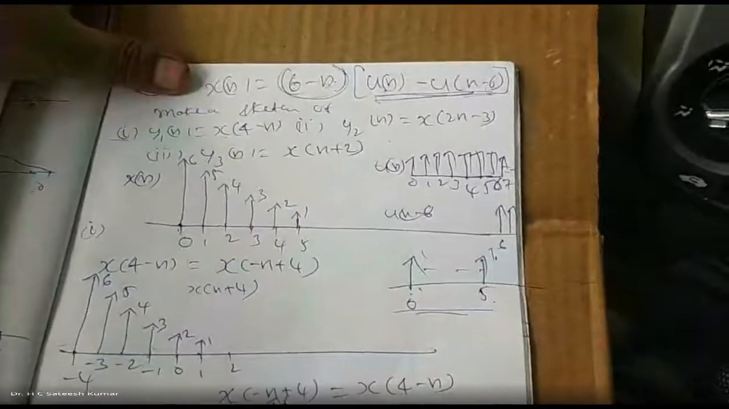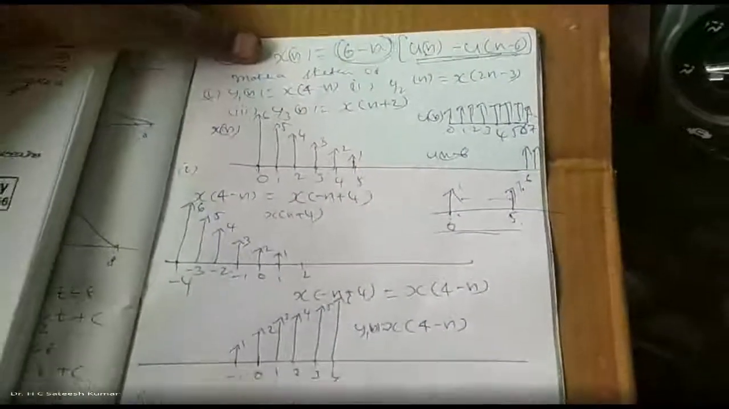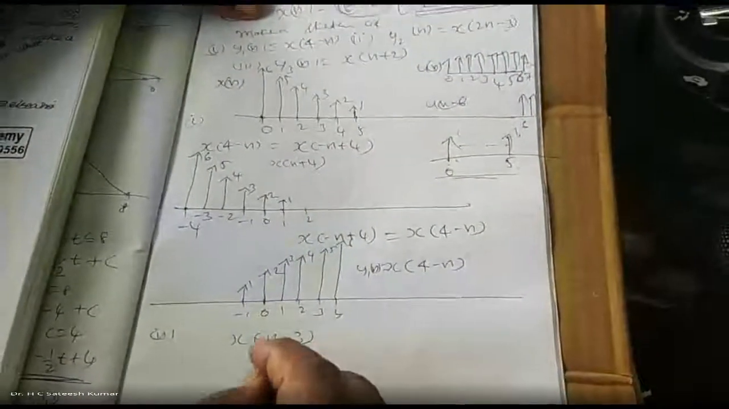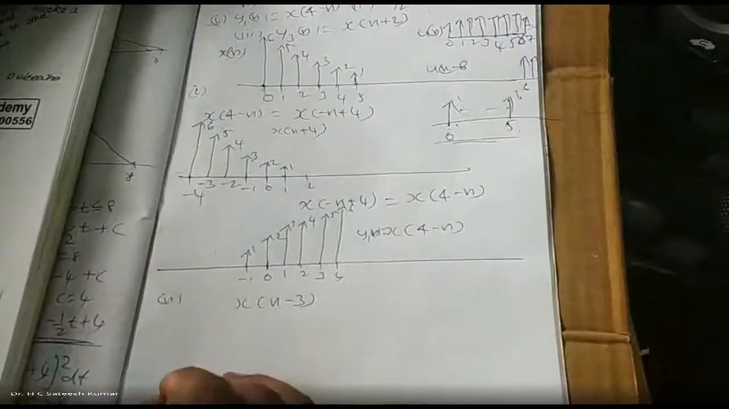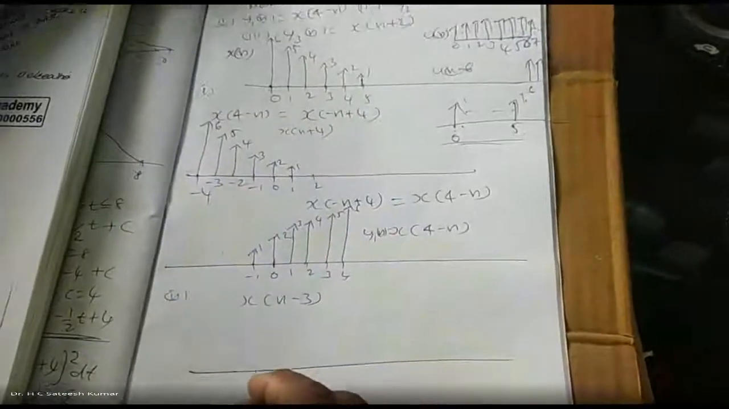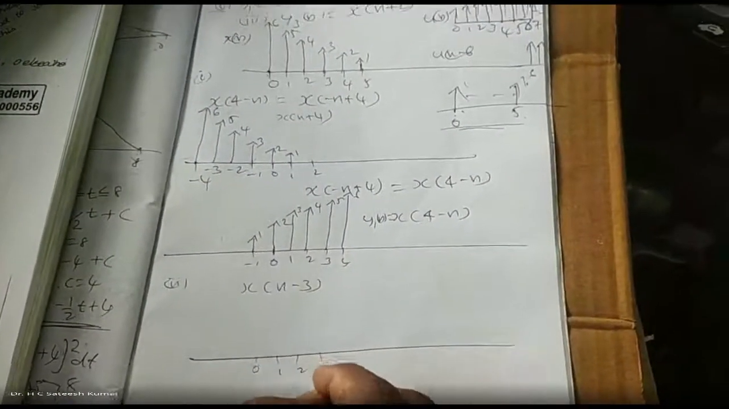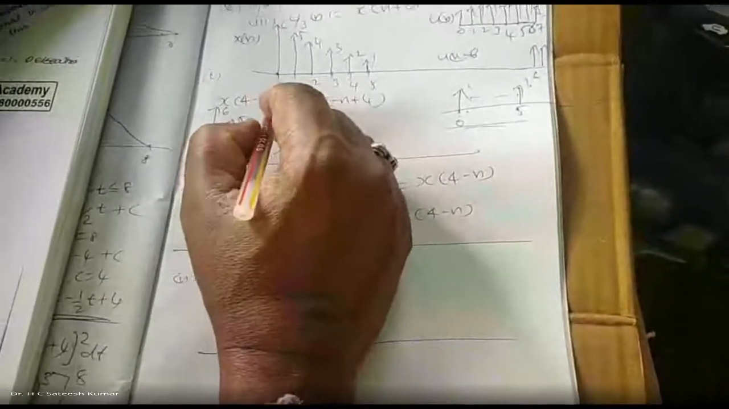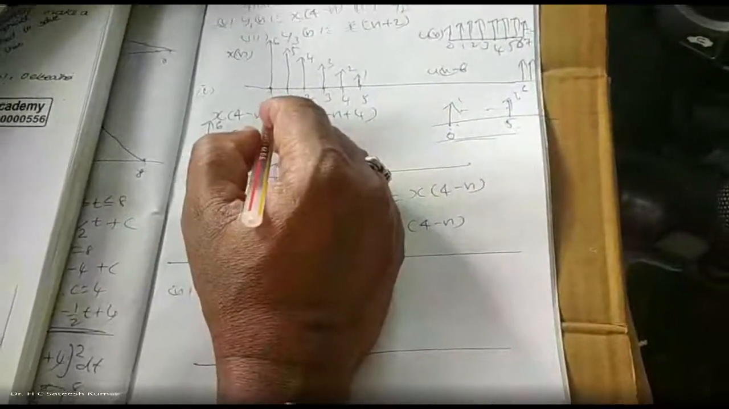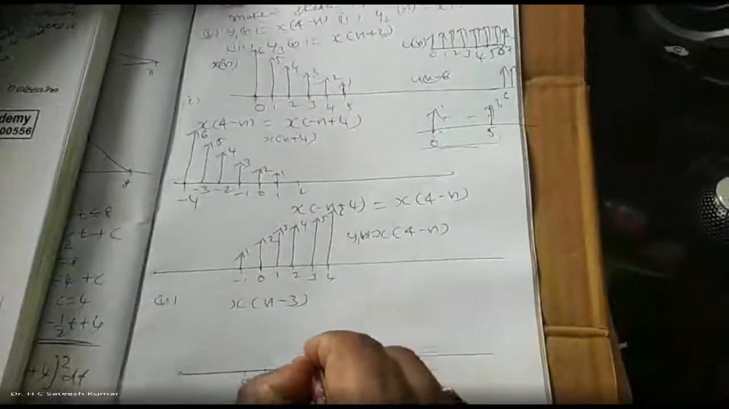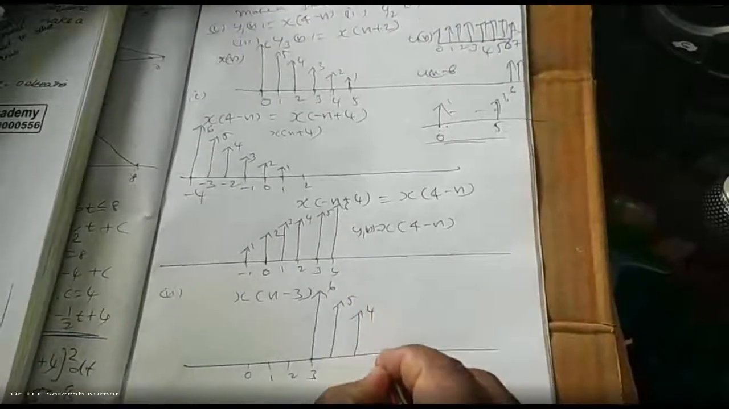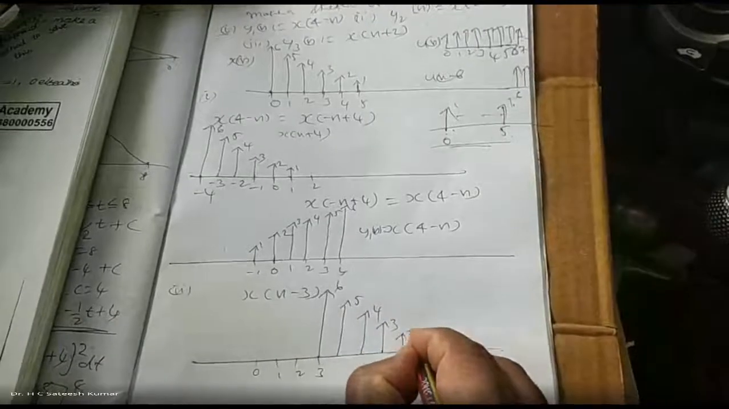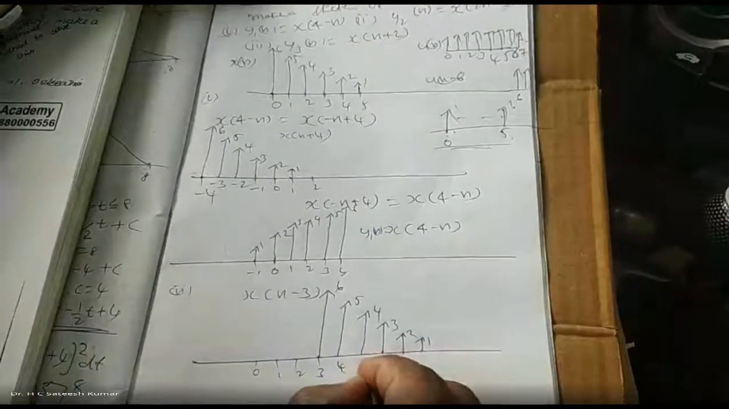Second one, what you said is x of 2n minus 3. So first you find out x of n minus 3. X of n minus 3 you find out. So take the original signal, shift right by 3 units. So 0, 1, 2, 3. Shift right by 3 units means what? Add the 3 to this, what is that? Time. 0 plus 3 is 3. Starts from 3 and write the same thing. 6, 5, 4, 3, 2, 1. So 3, 4, 5, 6, 7, 8.